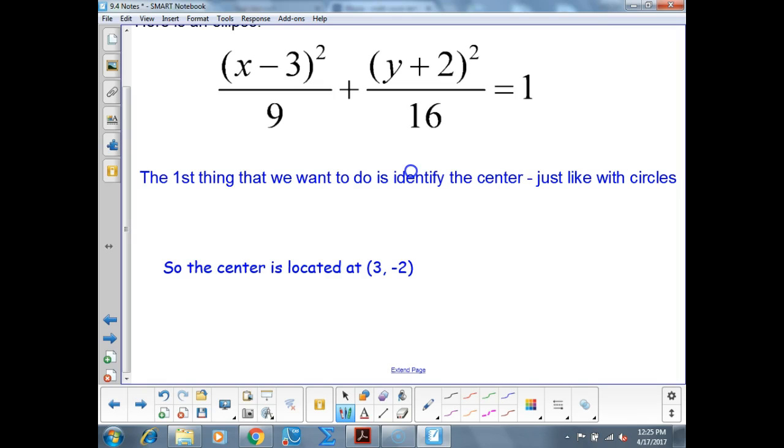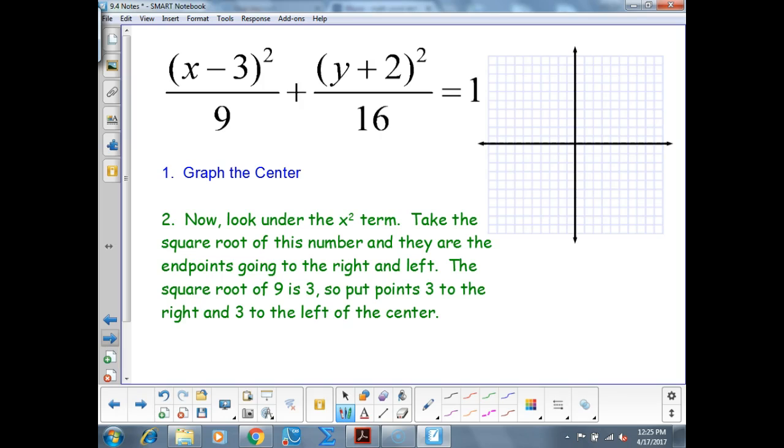By now you should automatically be thinking oppositely anytime it's in parentheses. So let's graph that center. The center is at the point 3, negative 2, and I'm just going to put a C on there for it. I'm just going to move my ellipse up closer so I don't have to keep walking back and forth. The center is that point right there. It's not really part of the ellipse, which is why I just mark it with a C.